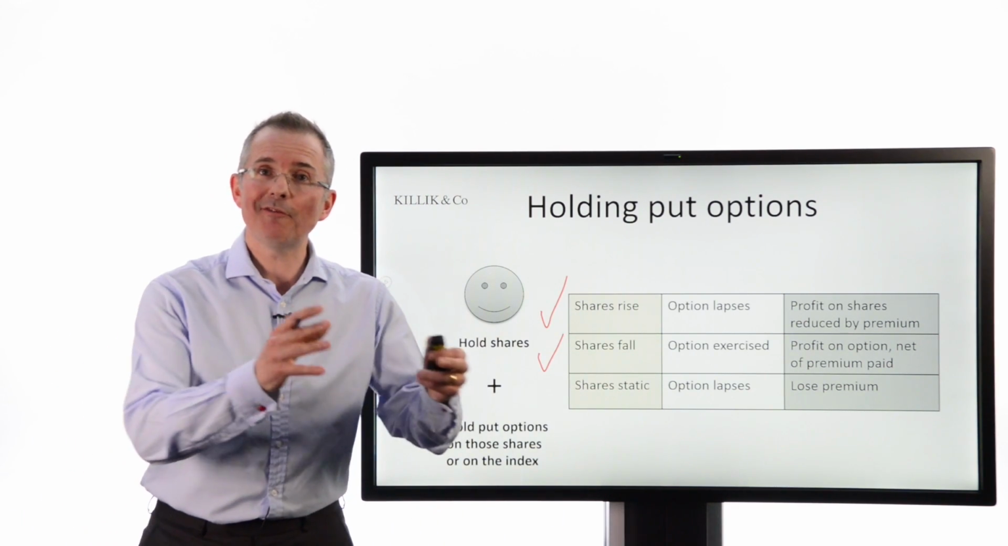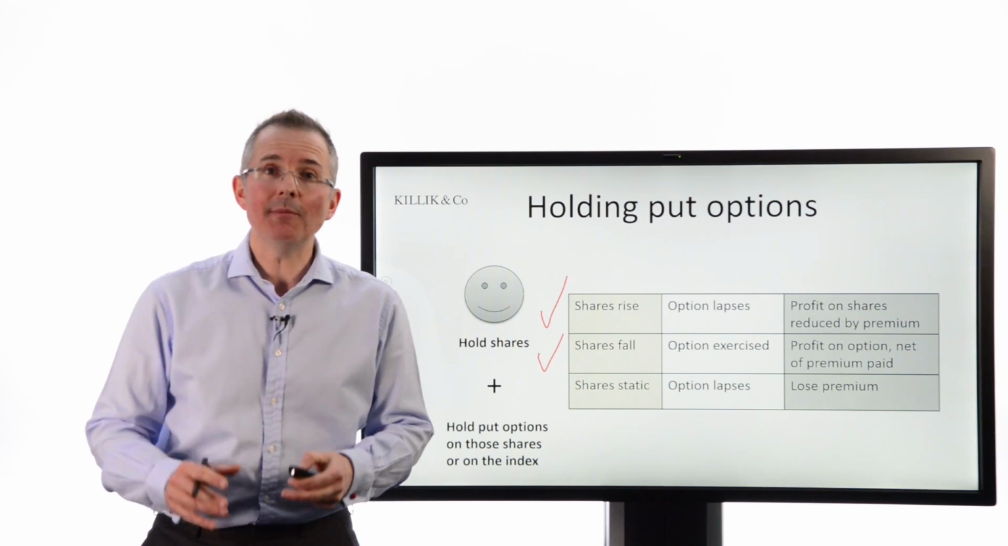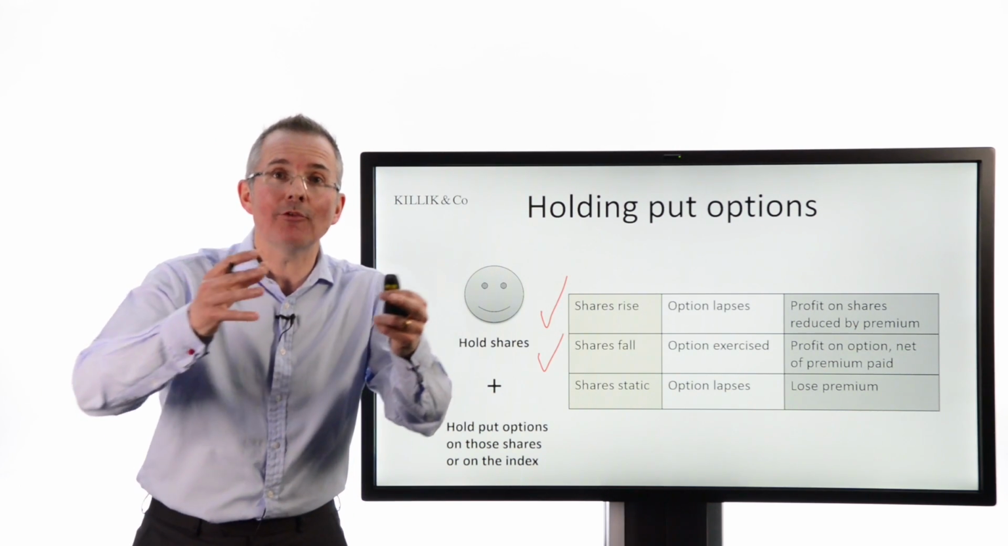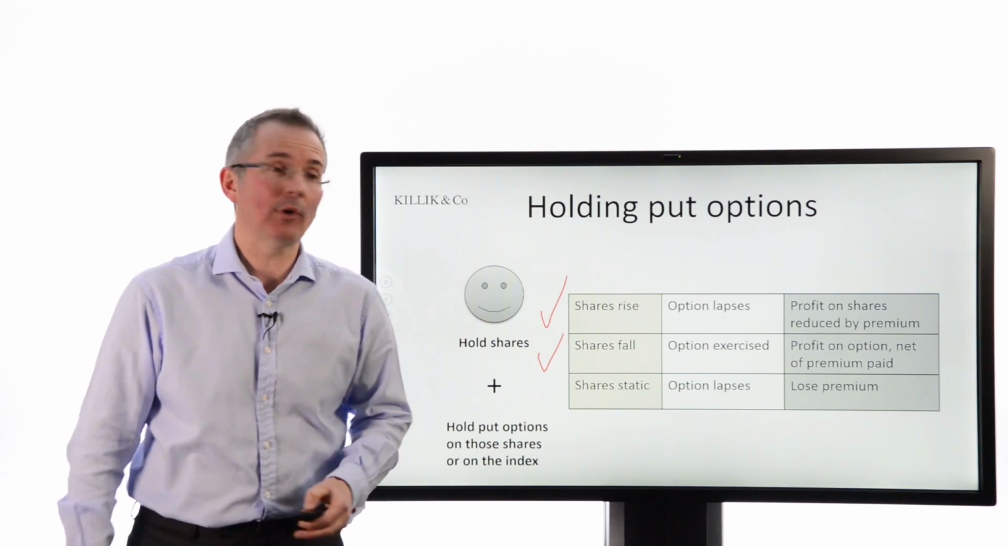If the shares fall, you're probably going to use the option. You're going to offload them at the fixed strike price, in which case it's a profit on the option, net of the premium paid. In other words, you're going to make money from the option, potentially, which will hopefully offset the fact that the underlying shares have fallen in price.